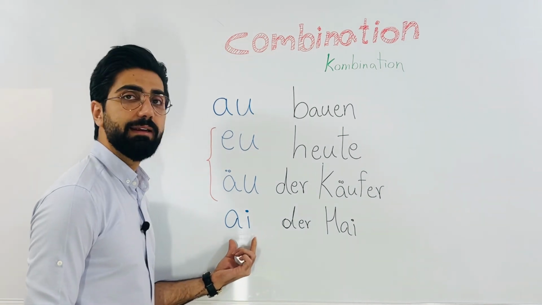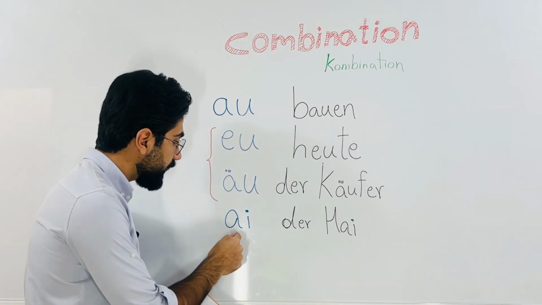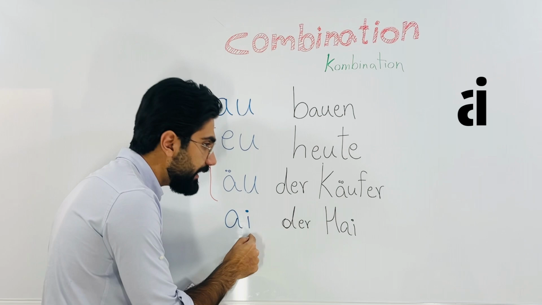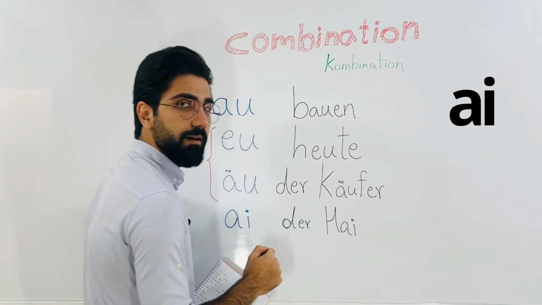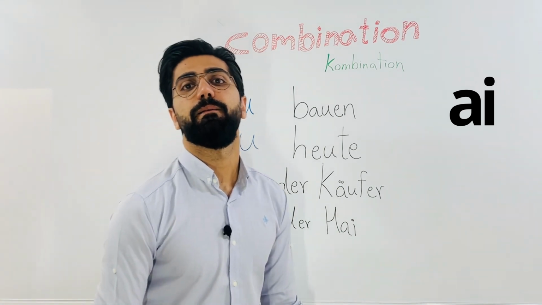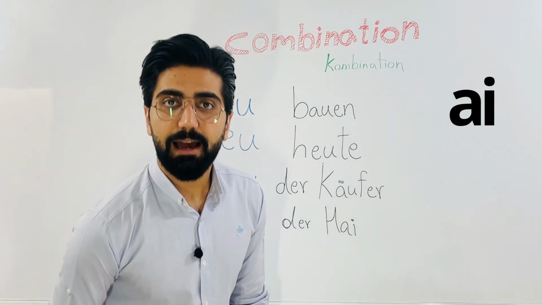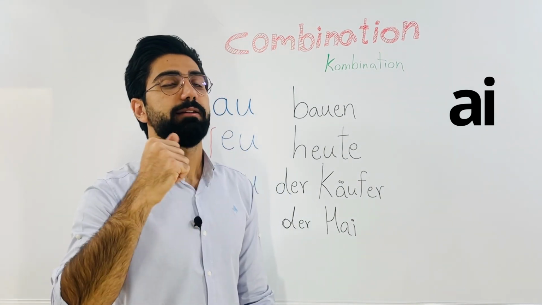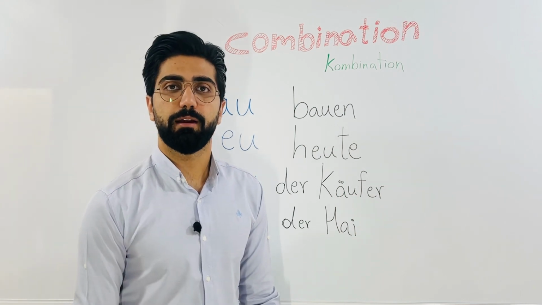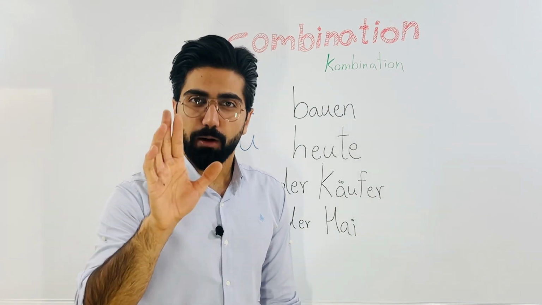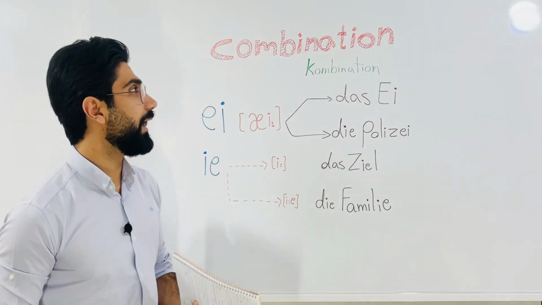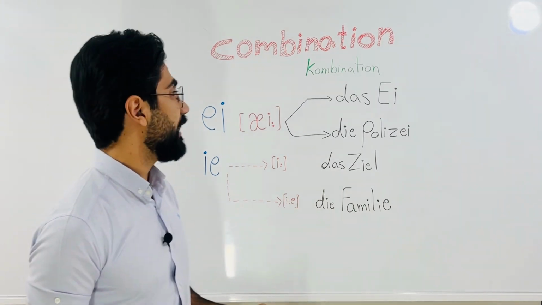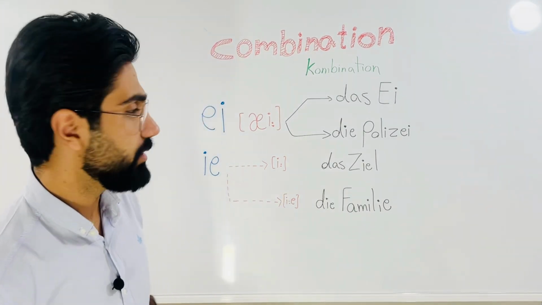And the last one is a combination between A und I. Der Hai. Der Hai. Repeat: der Hai. Please pause the video and now exercise these combinations.